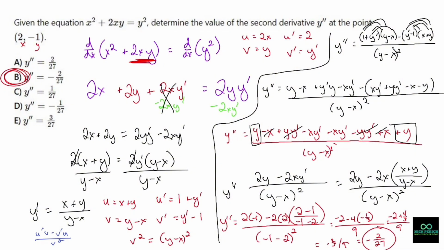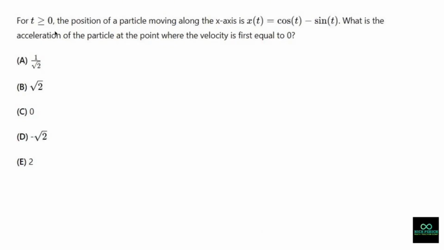That was gross. For t greater than or equal to 0, which means time is greater than or equal to 0, the position of a particle moving along the x-axis is given by x of t equals cos t minus sine t. What is the acceleration of the particle at the point where the velocity is first equal to 0? All right, so this is the position function.